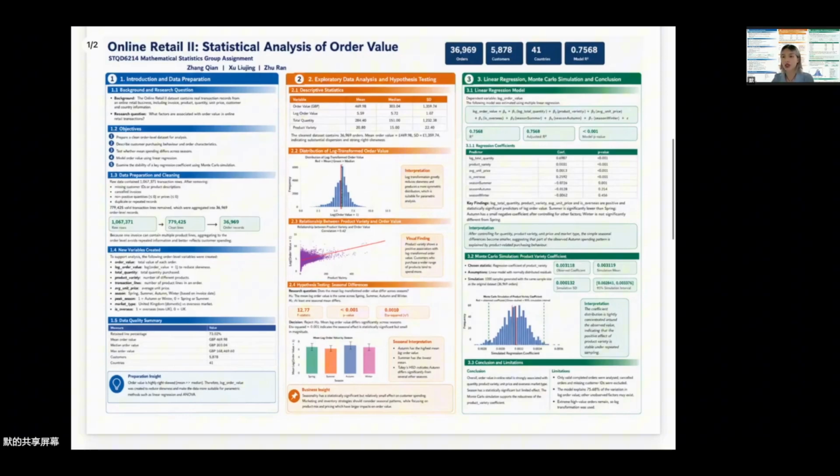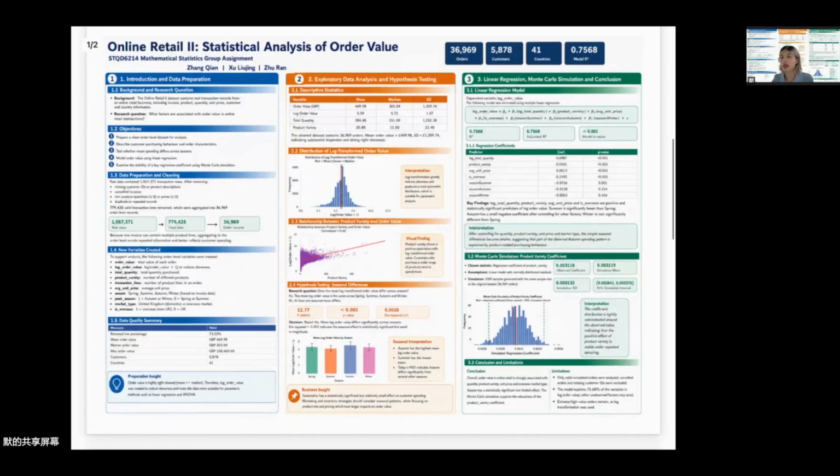Before aggregation, I cleaned the raw data by removing records with missing customer IDs and product descriptions, canceled invoices, non-positive quantities, non-positive prices, and duplicate records. After cleaning, we got 779,425 valid transaction rows remaining. These were then aggregated into 36,969 order level records. I also created new variables for the group analysis.